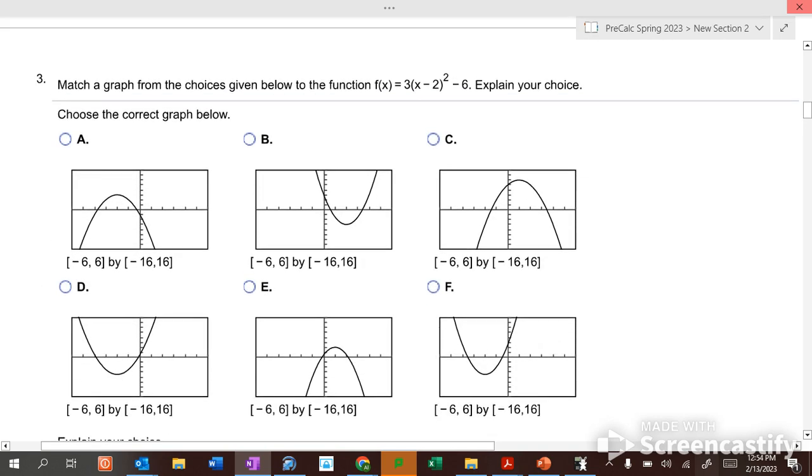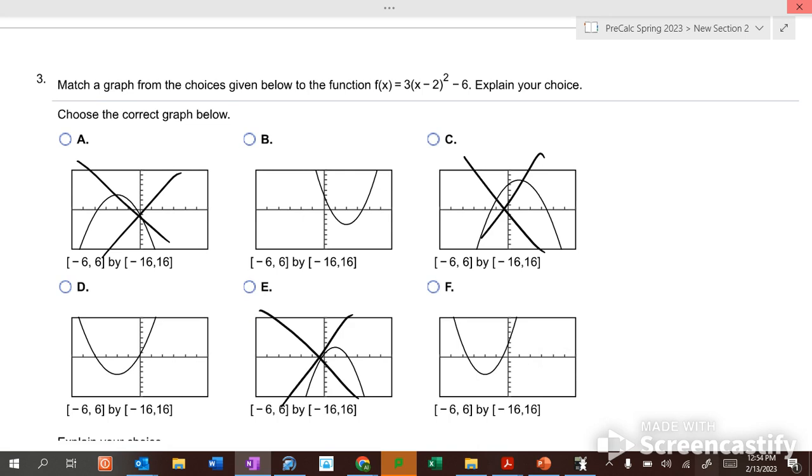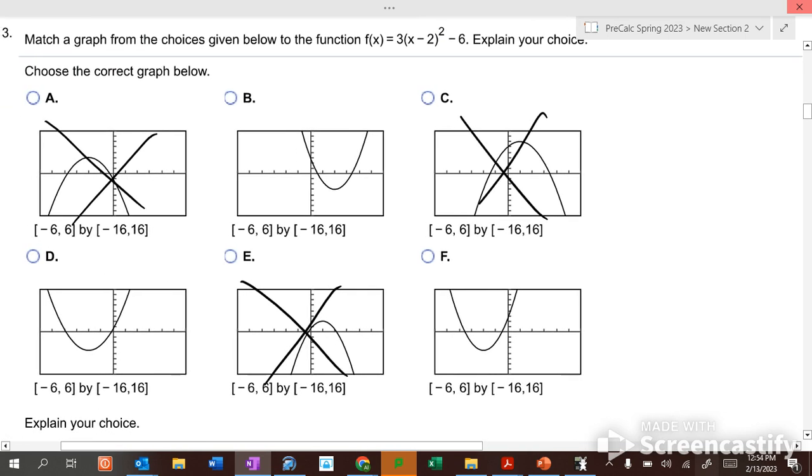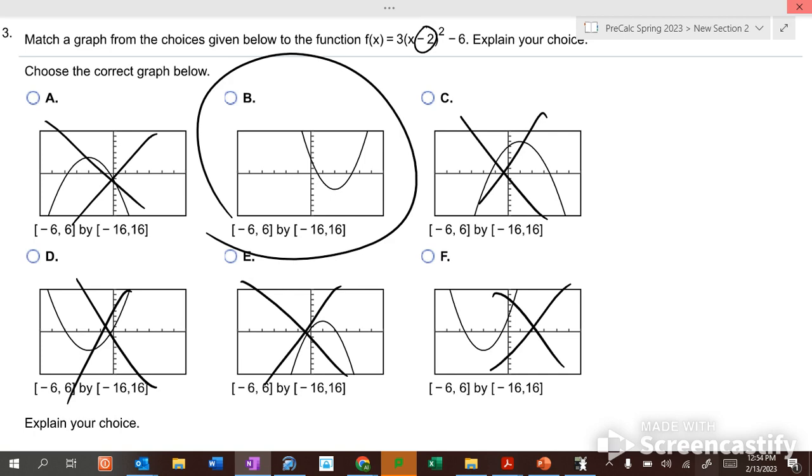Match the graph with this. Well, is this going to open up or open down? Up, because the 3 is positive, so it can't be that one, can't be that one, can't be that one. Next, is it 2 to the right or 2 to the left of the origin? 2 to the right, because of the minus 2. Well, it can't be that, can't be that, so all of a sudden we're there. And then it's down 6.